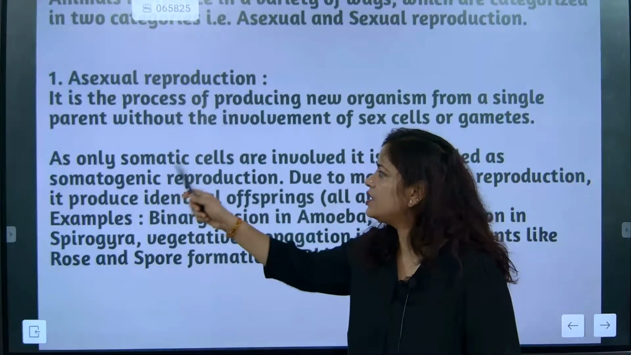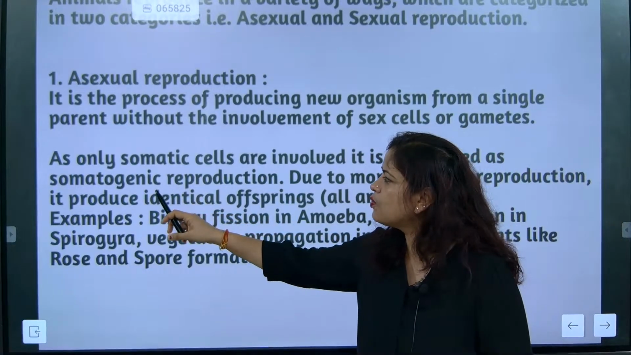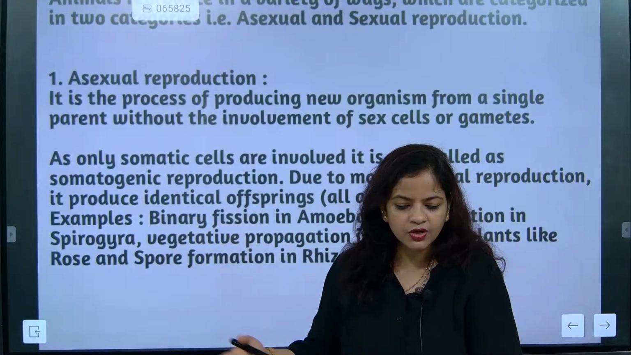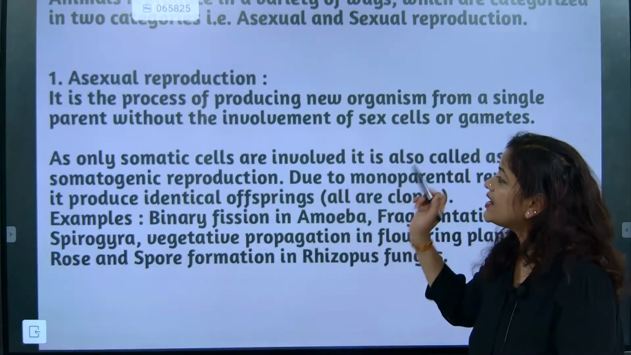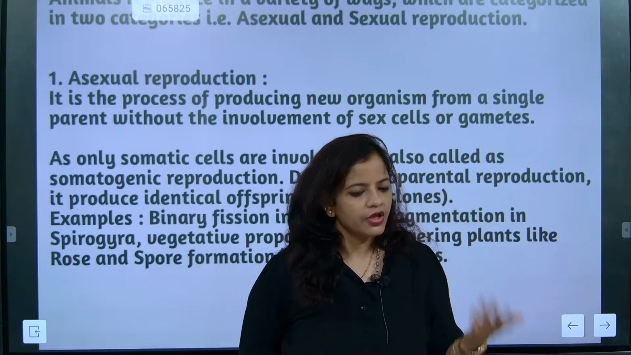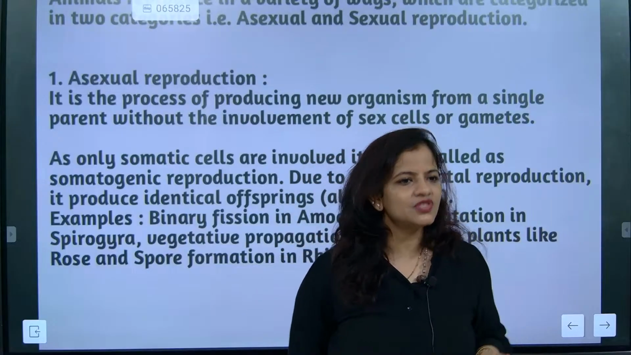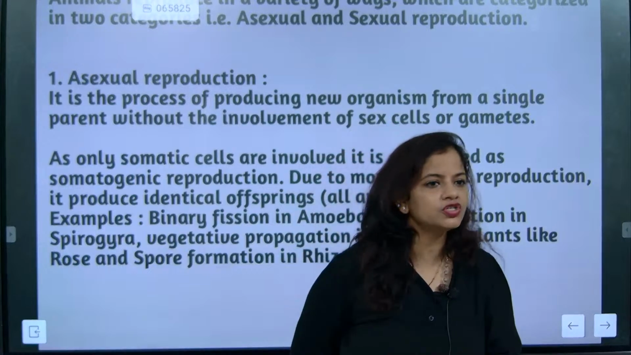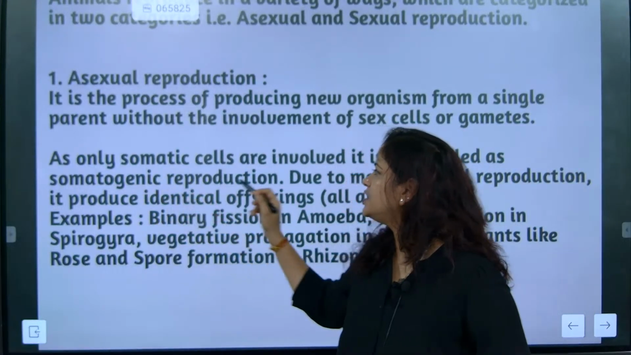So as only somatic cells are involved, it is also called somatogenic reproduction. What is it called? Somatogenic reproduction. Understood or not? So if somatic cells are responsible, like a single cell, they are somatic only, na? A unicellular cell, that is a single cell, that is somatic. They don't have a specific germ cell. So they participate in reproduction, and the word we use for them is somatogenic reproduction.